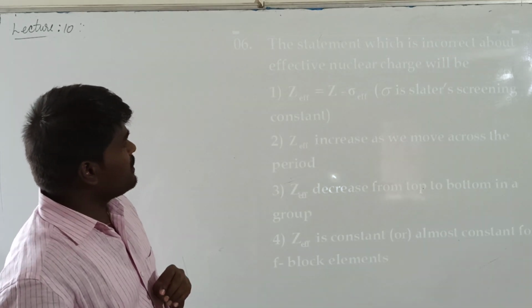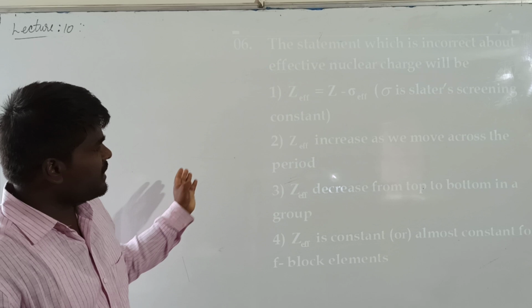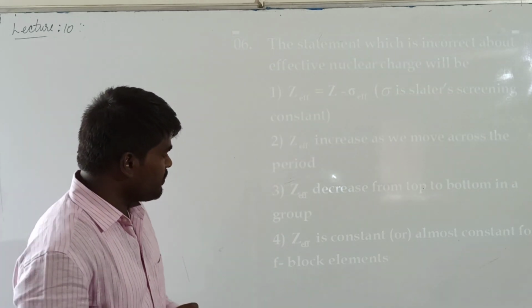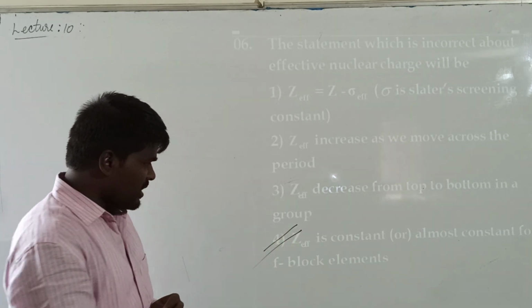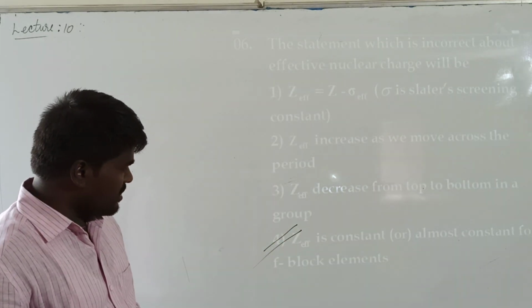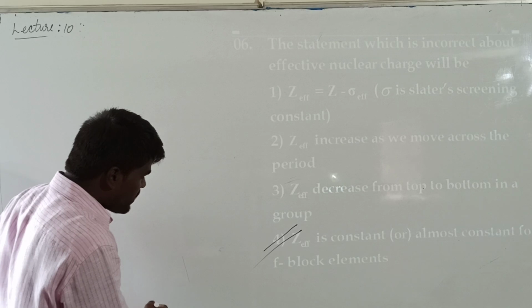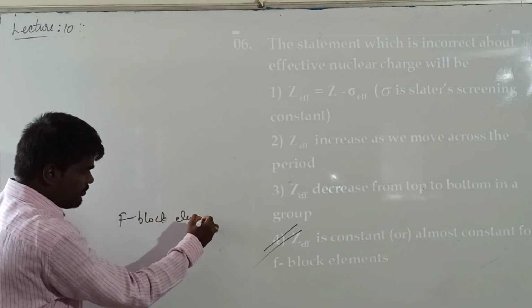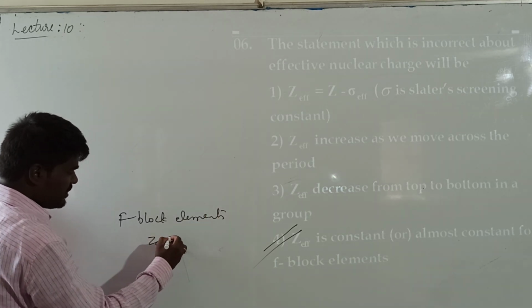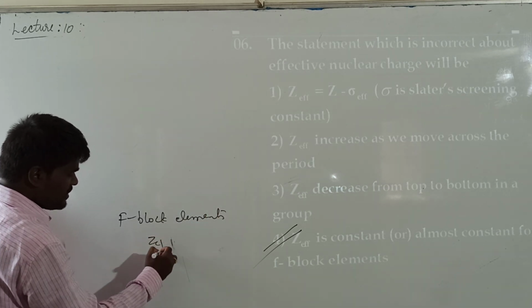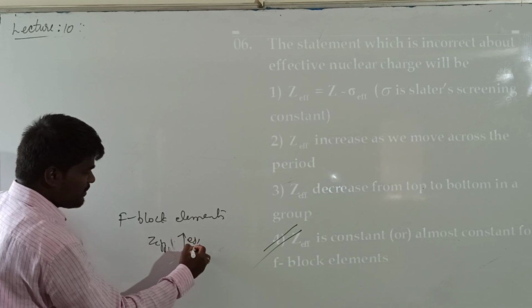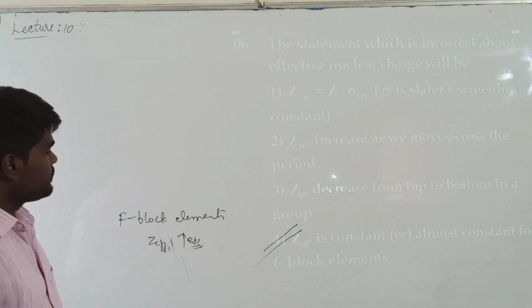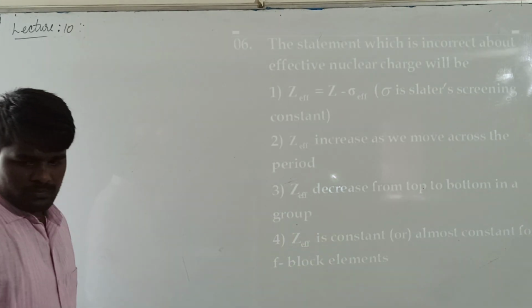Z effective is equal to Z minus sigma. Z effective increases left to right in a period. Z effective decreases top to bottom. And here you have the wrong statement. Z effective is almost constant for f-block elements. Actually, for f-block elements, what happens? Z effective increases. It will not remain constant. So this is your wrong option.